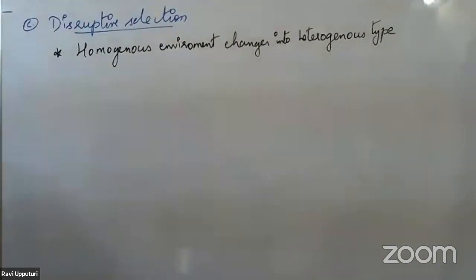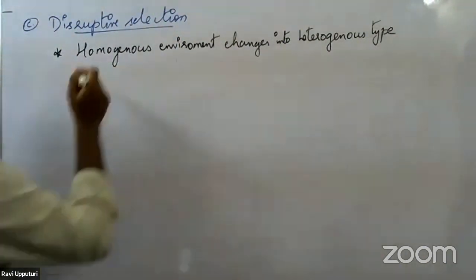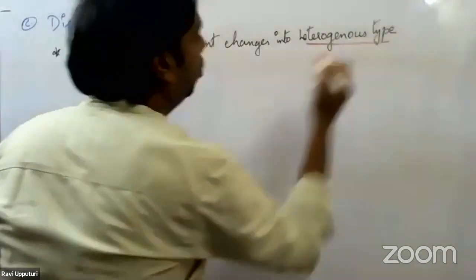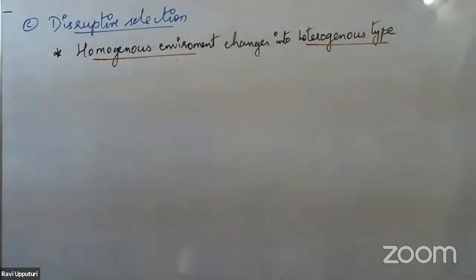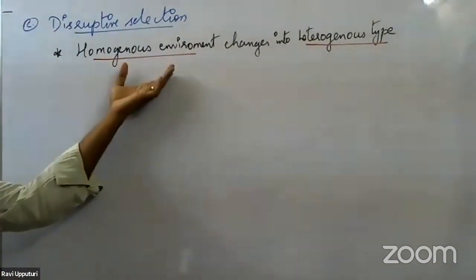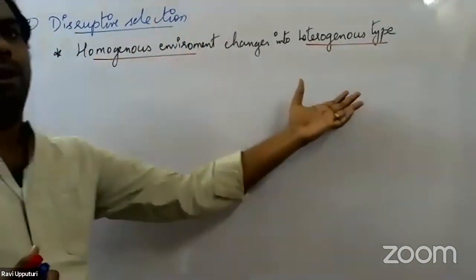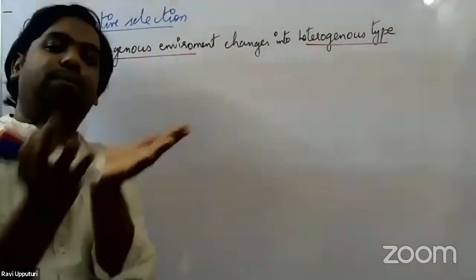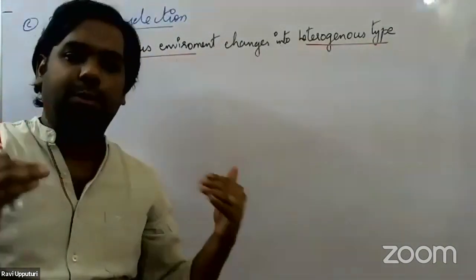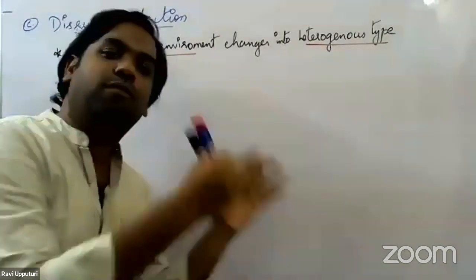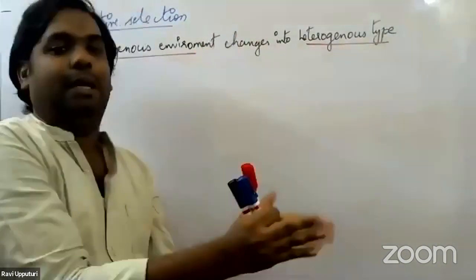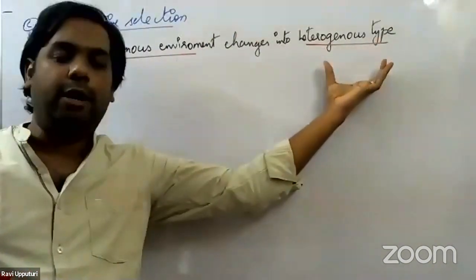Right? So this type of selection usually operates when a homogeneous environment changes into a heterogeneous type. Now, what do we mean by homogeneous environment and heterogeneous environment? An environment where there are no changes at all, we call a homogeneous environment. A heterogeneous environment is one where there are different types of changes, or rather, different types of environmental conditions in a particular place.